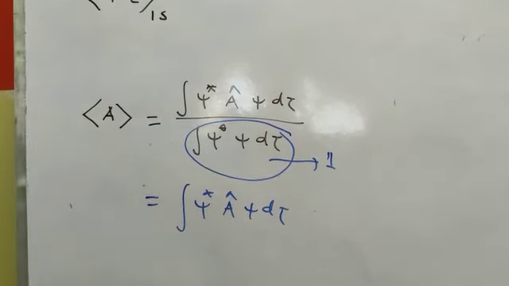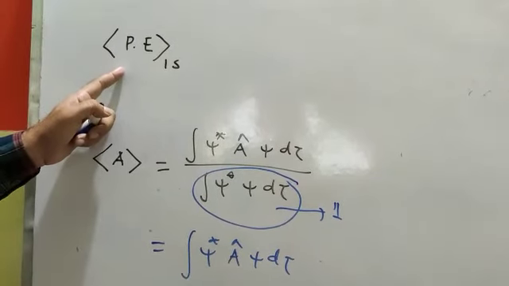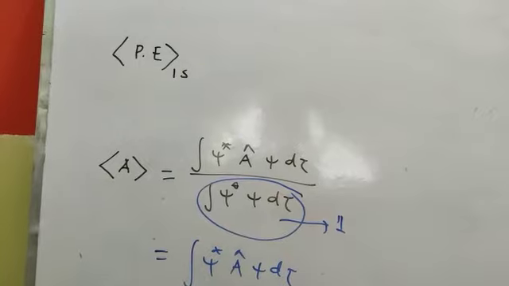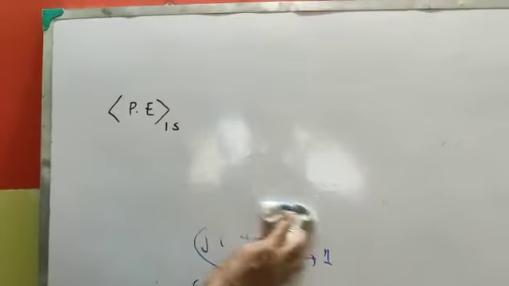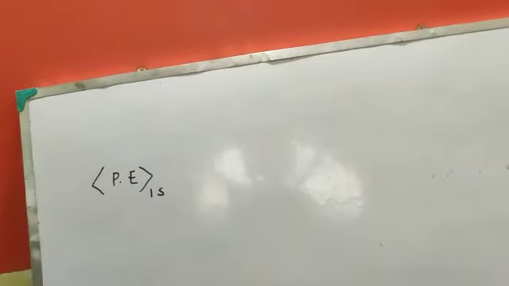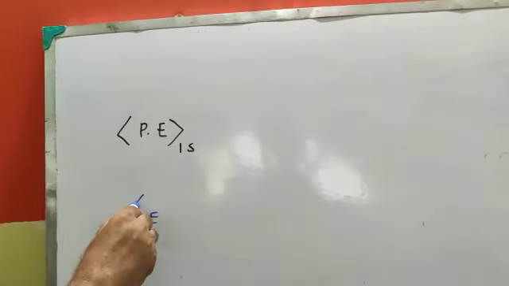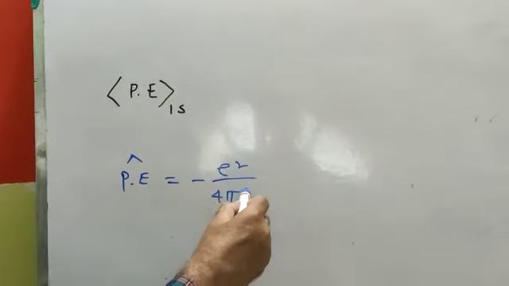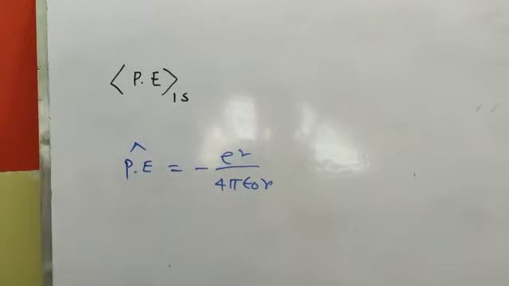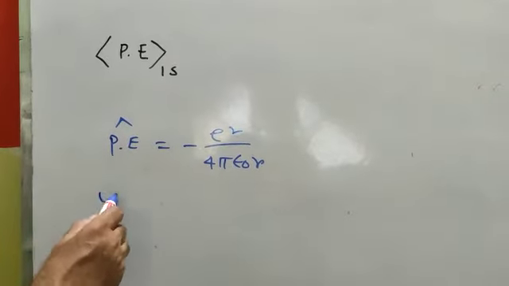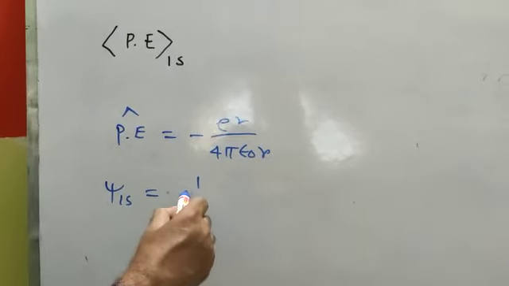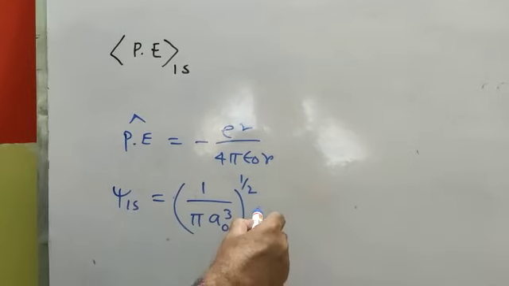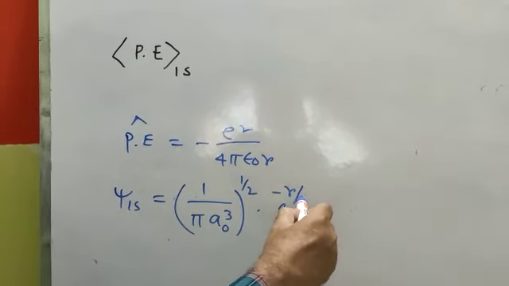Following this procedure, one can calculate the potential energy, or rather the average of potential energy, for the hydrogenic ground state. Now here the operator is the potential energy operator, so obviously this potential energy operator is basically minus e square by 4 pi epsilon 0 r in the SI system, and the hydrogenic 1s state we know is (1 by pi a0 cube) to the power half into e to the power minus r by a0.